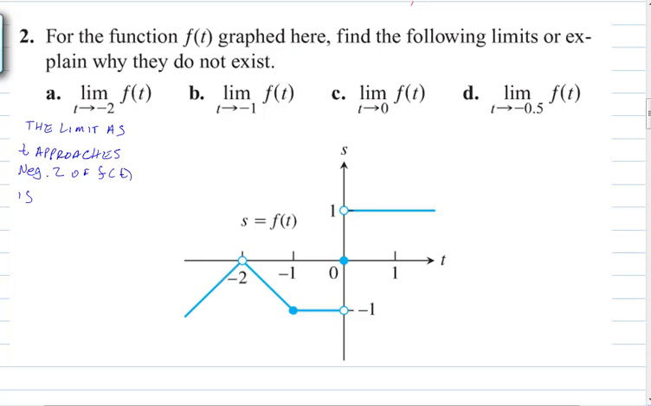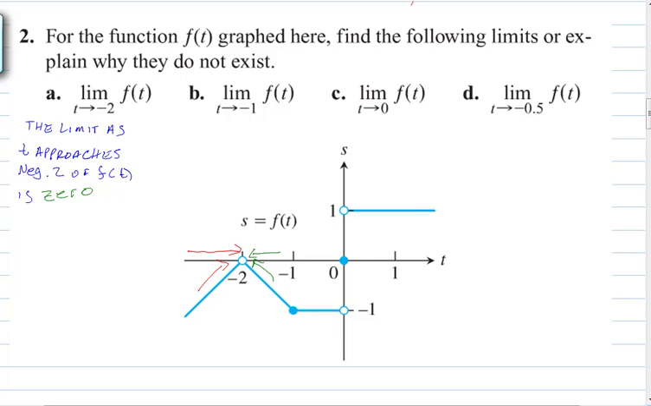As we approach negative 2 from the left, what is the function approaching? 0. As we approach negative 2 from the right, what is the function approaching? 0. So we would say then that this limit exists and the limit is 0. Does that make sense by looking at the graph and based on what you understand the limit to be? Any questions? Do you get it? Because if you don't, I'll explain it again. You don't get it. Okay.